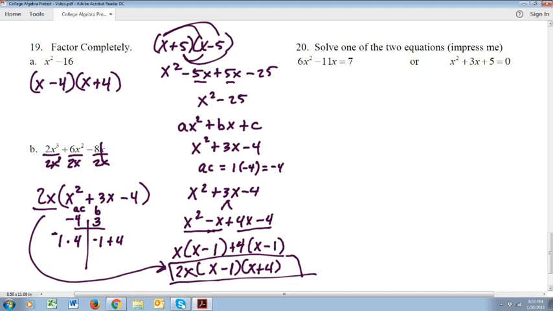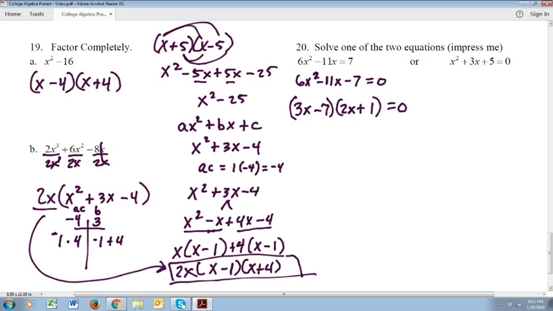Alright, so on number 20, if you're trying to solve for x, the first thing you want to do is get 7 on the other side. So I would subtract 7 on both sides, and I would get that. And I'm going to factor it, but I'm not going to show you the work. You would use the AC method, which is what we were just doing in the last problem. Let's see, this would be 3x and 2x, and 7 and 1, and let's see, minus and plus, so that should do it.